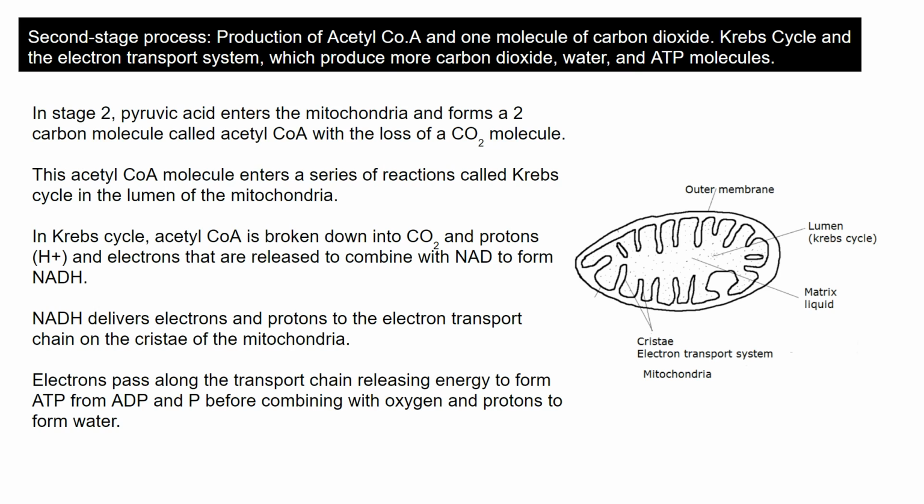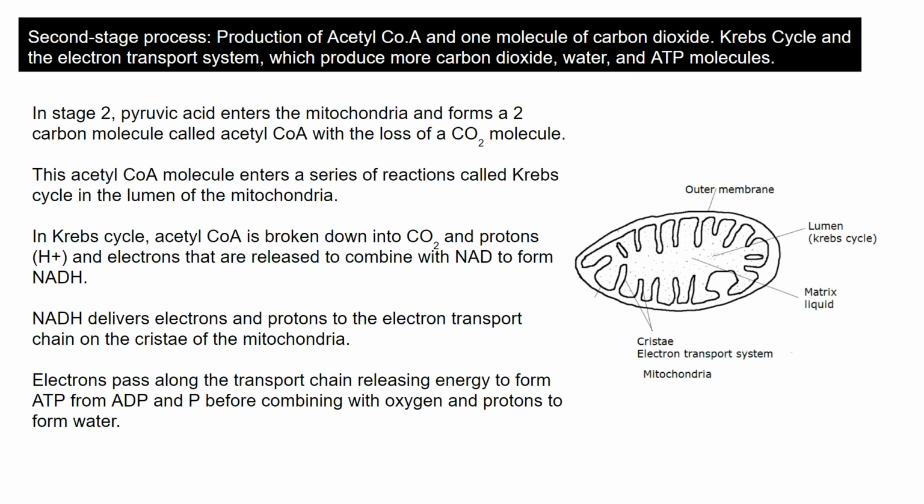Now, looking at the second stage, this is the stage where a lot of energy is being produced. In stage 2, the pyruvic acid moves into the mitochondria. So this will only happen if there's oxygen present. Once it moves into the mitochondria, it's broken down further into a smaller molecule called acetyl-CoA. It loses a carbon dioxide molecule at this stage. The acetyl-CoA molecule enters a series of reactions called Krebs cycle. Krebs cycle happens in the lumen or the center of the mitochondria.